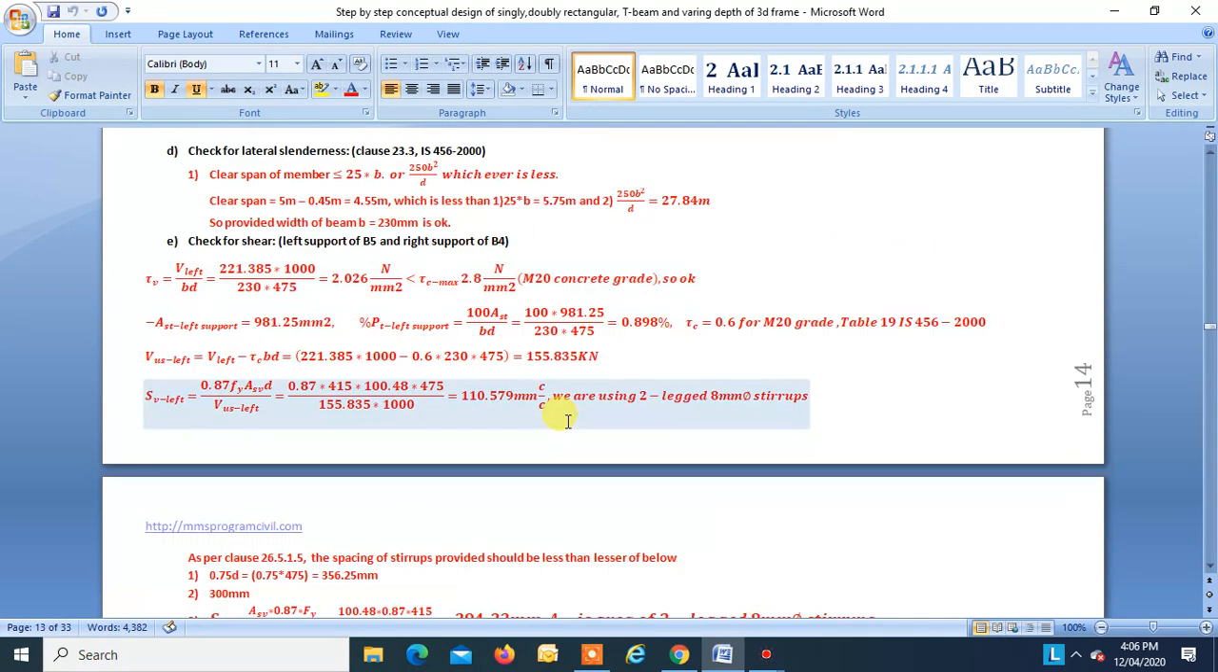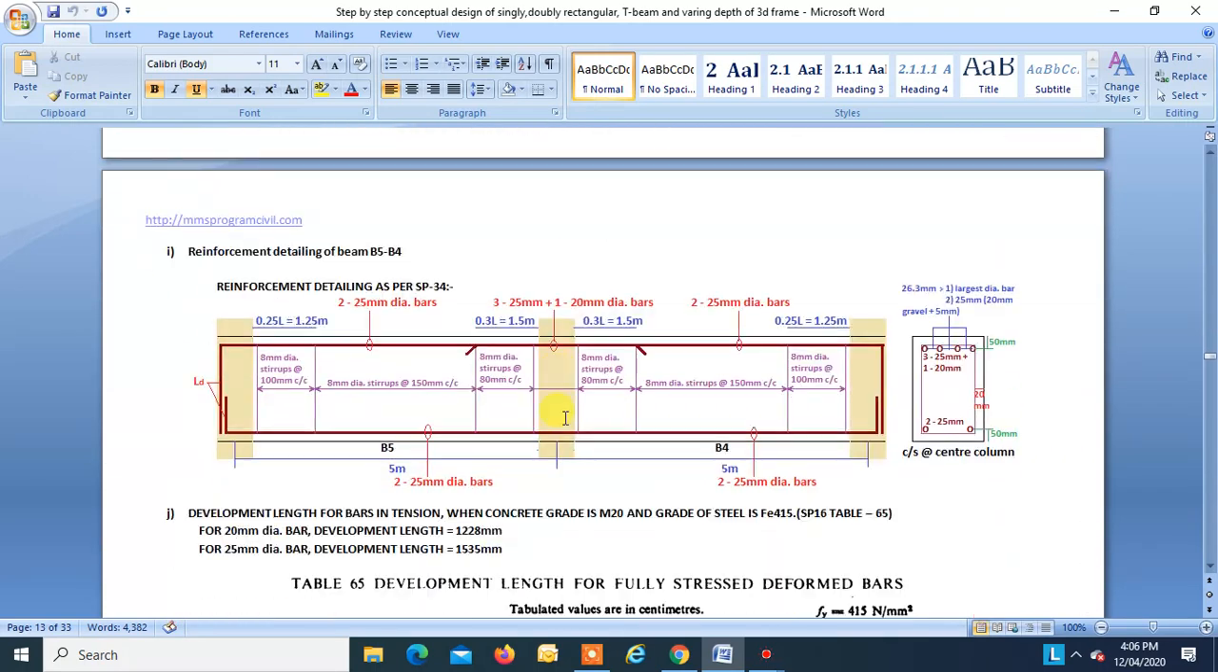Okay, so 3 numbers of 25 plus 1 number of 20 mm at top and 2 numbers of 25 we have provided at bottom. Okay, so in the bottom 2 numbers of 25 mm dia bars are running through the whole beam. Okay, and at top we are curtailing the 25 and 20 mm bar at a distance of 1.5 meters from here and here. Okay, otherwise 2 numbers of 25 mm dia bars are running through the whole beam.